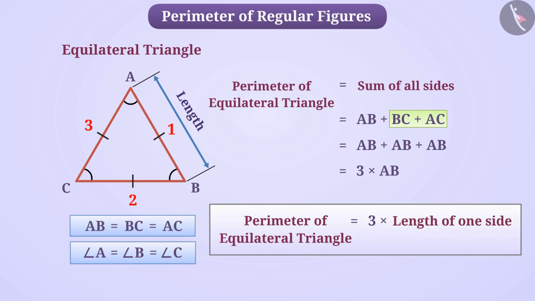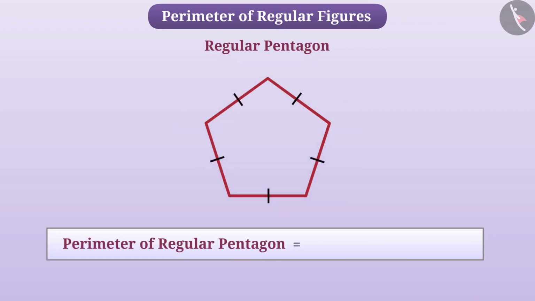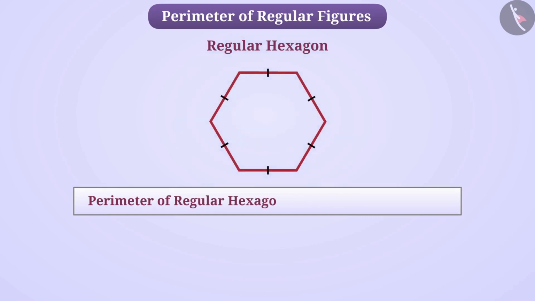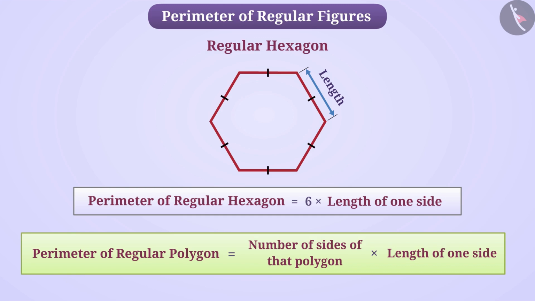Now, you can stop the video and find the perimeter of the regular pentagon. In this case, we can say that the perimeter of a regular pentagon is equal to 5 multiplied by the length of one side. Similarly, the perimeter of a regular hexagon is equal to 6 multiplied by the length of one side. Thus, the perimeter of any regular polygon is equal to the number of sides of that polygon multiplied by the length of one side.